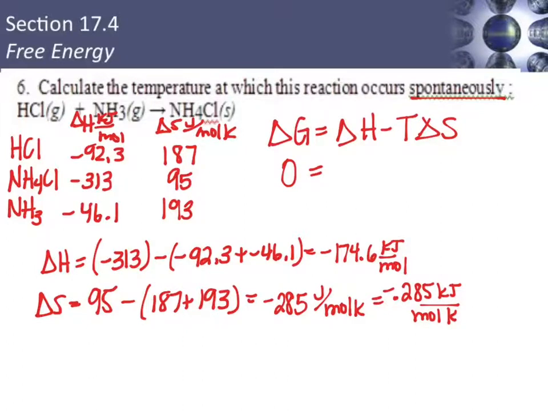Okay, so now we go back and we're going to solve for T. So we have negative 174.6 minus T times negative 0.285 kilojoules per mole K. So what do you find the value for T to be?